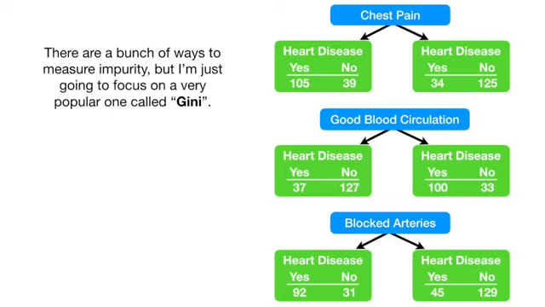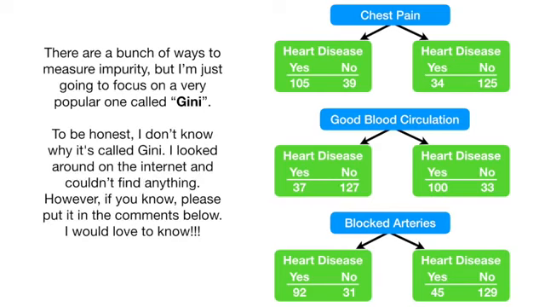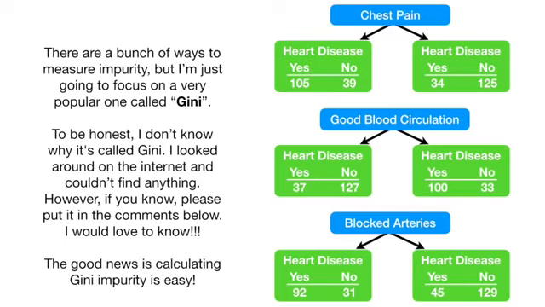There are a bunch of ways to measure impurity, but I'm just going to focus on a very popular one called Gini. To be honest, I don't know why it's called Gini. I looked around on the internet and couldn't find anything. However, if you know, please put it in the comments below. I would love to know. Regardless, the good news is calculating Gini impurity is easy.